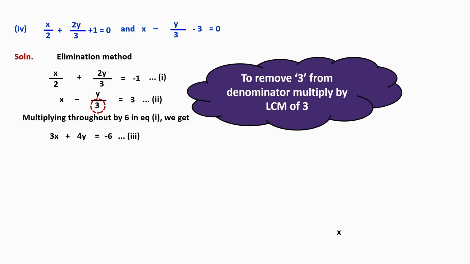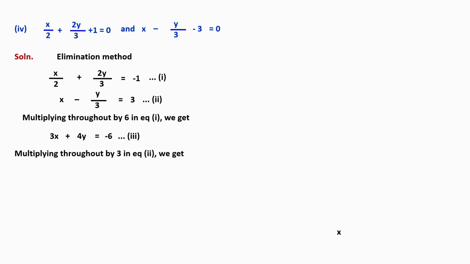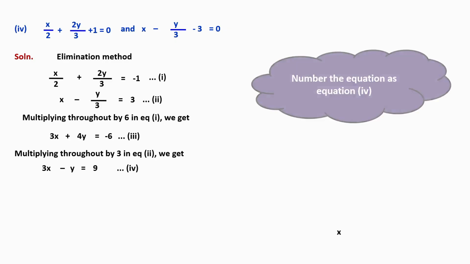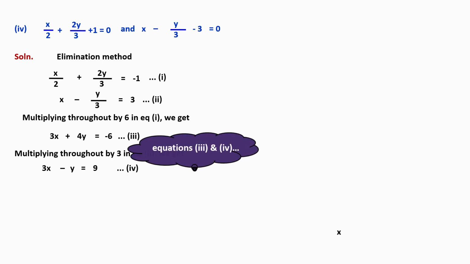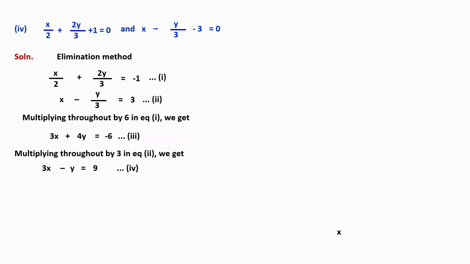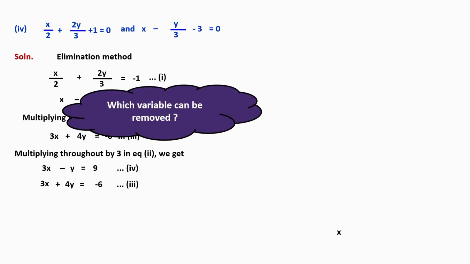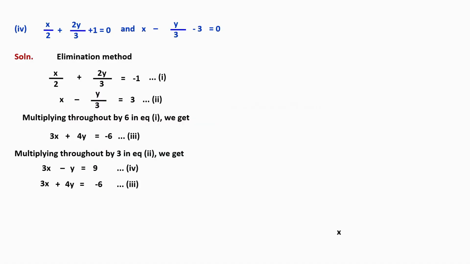Now, let us check the coefficients. The coefficients of x are the same, but the coefficients of y are different. So, we eliminate x by subtracting the second equation from the first equation. After subtracting, we get 5y equals minus 15. So, y equals minus 3.